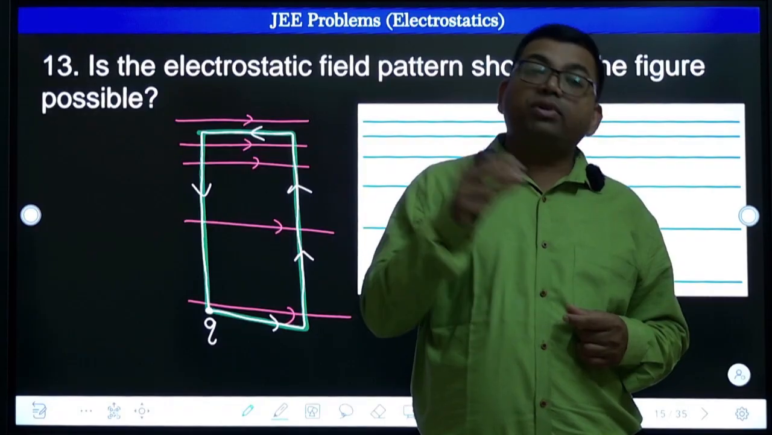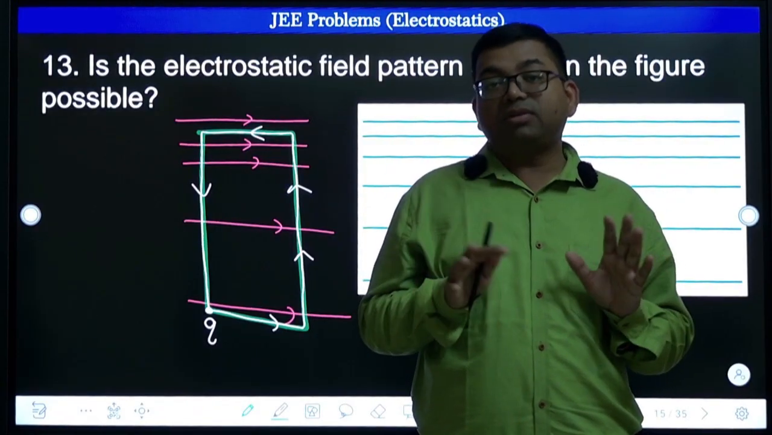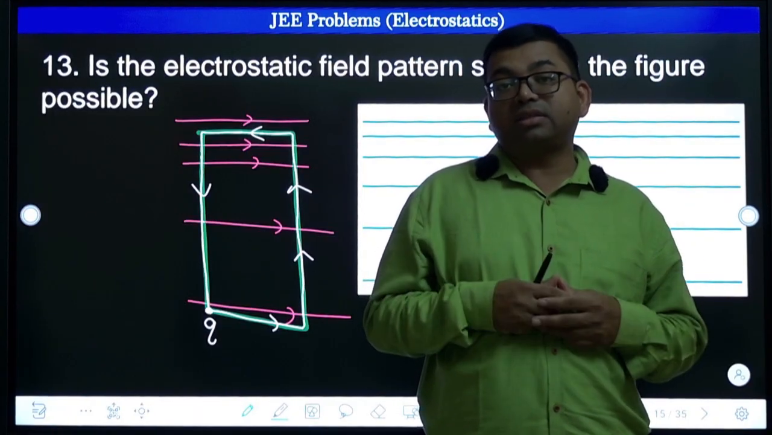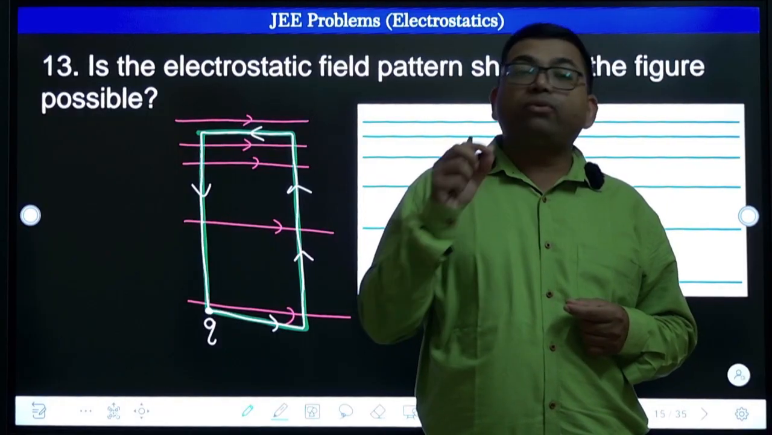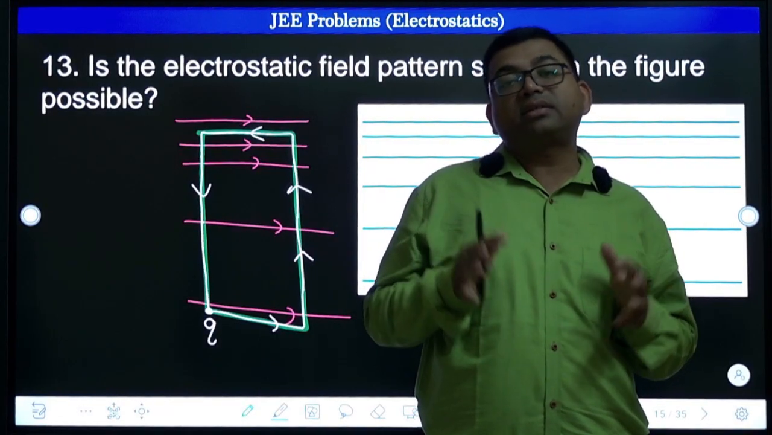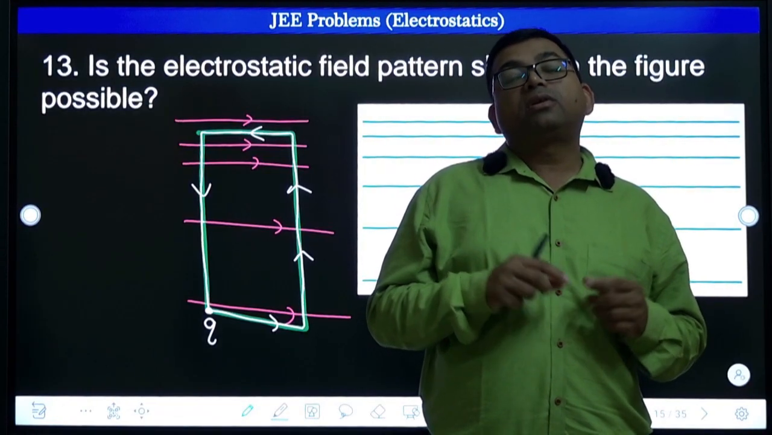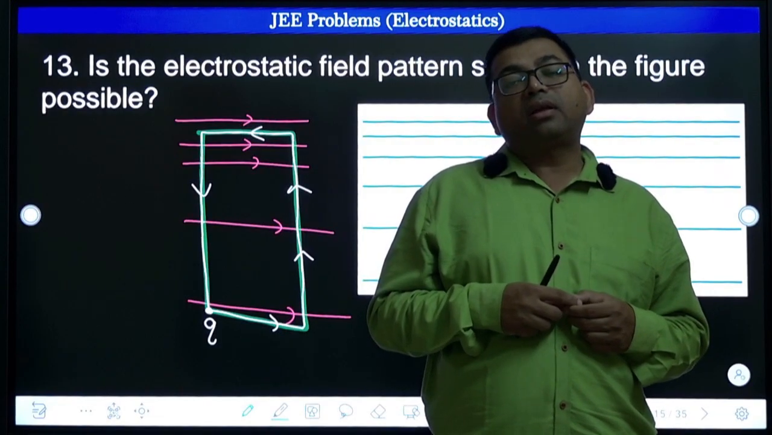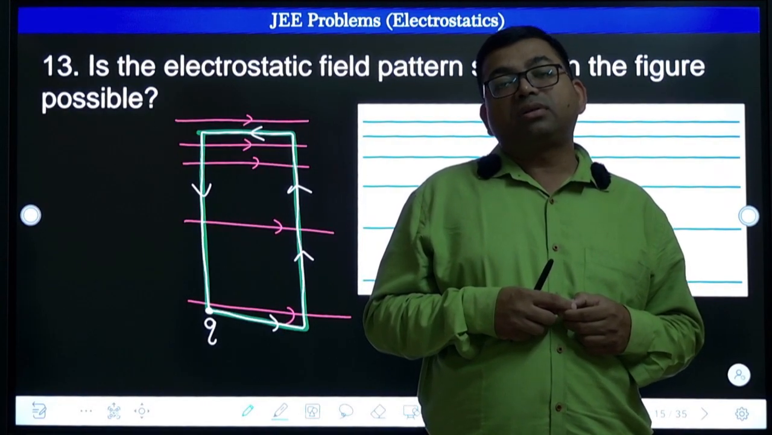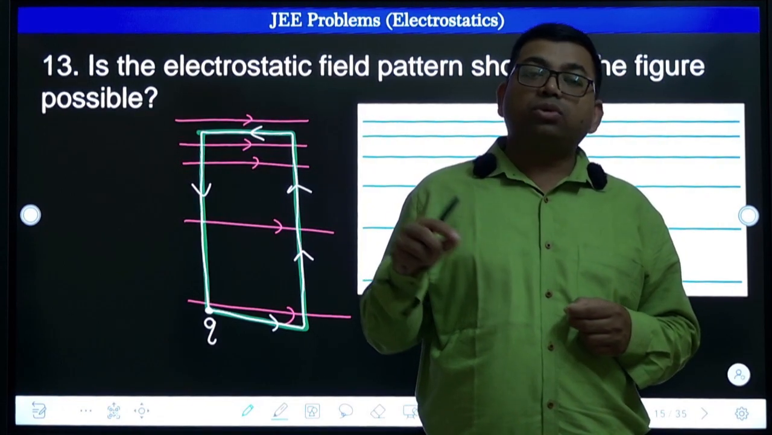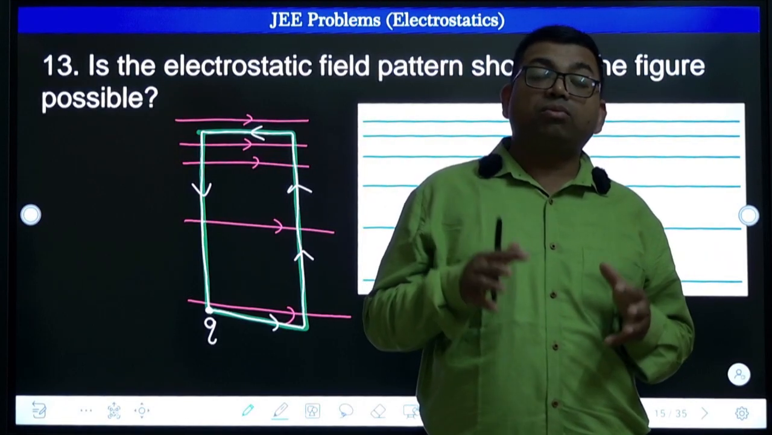Other properties you can apply, but one important property is conservative. If it is conservative, then yes, it is possible. Non-conservative means it cannot be field lines, at least not due to electric charges. If you are thinking that this is due to electric charges or charge distribution, then it must be conservative. Can we apply the conservative property? If you move a charge in the loop, the total work done must be zero.